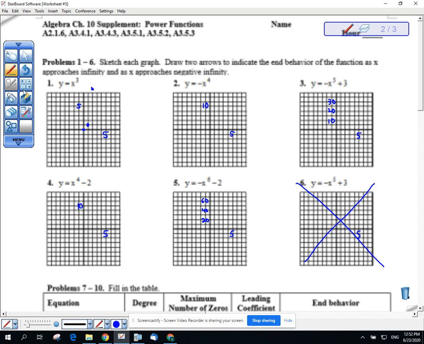Oh, I beg your pardon. It's 8. You already knew that, didn't you? 2 to the third. Not 3 squared, but 2 to the third. Excuse me. It's 8.